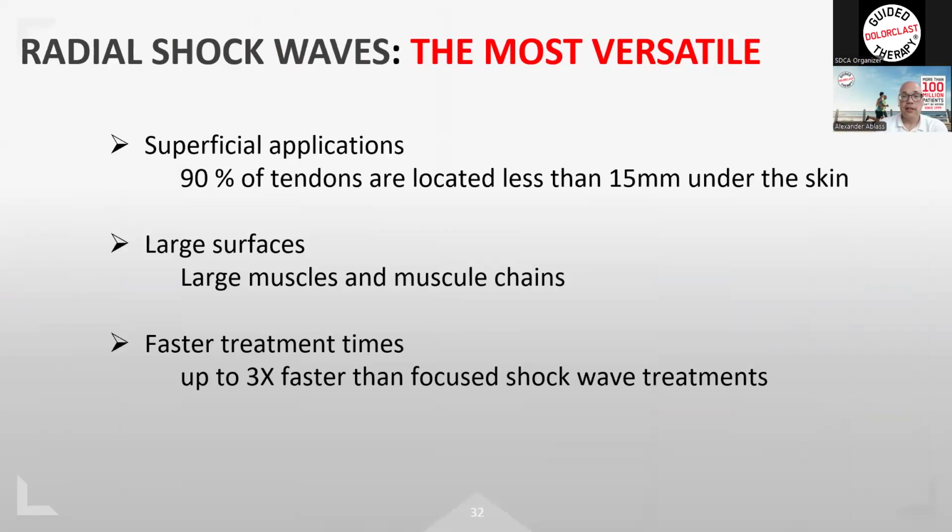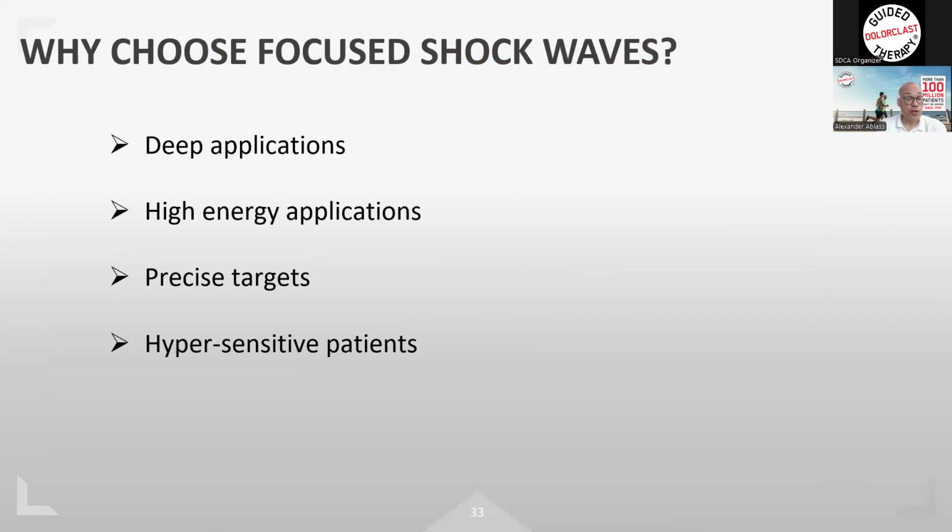The radial device is the most versatile device, so it's good for superficial applications. 90% of all tendons are less than 15 millimeters under the skin. It's good for treating larger surfaces, so large muscles, muscle chains. Faster treatment times, up to 3 times faster than the focused shockwave treatments. Why choose the focused shockwave then? We need it for deep applications, for high energy applications, so for bone bruises, delayed fracture healings, for example, for precise targeting, and for hypersensitive patients.